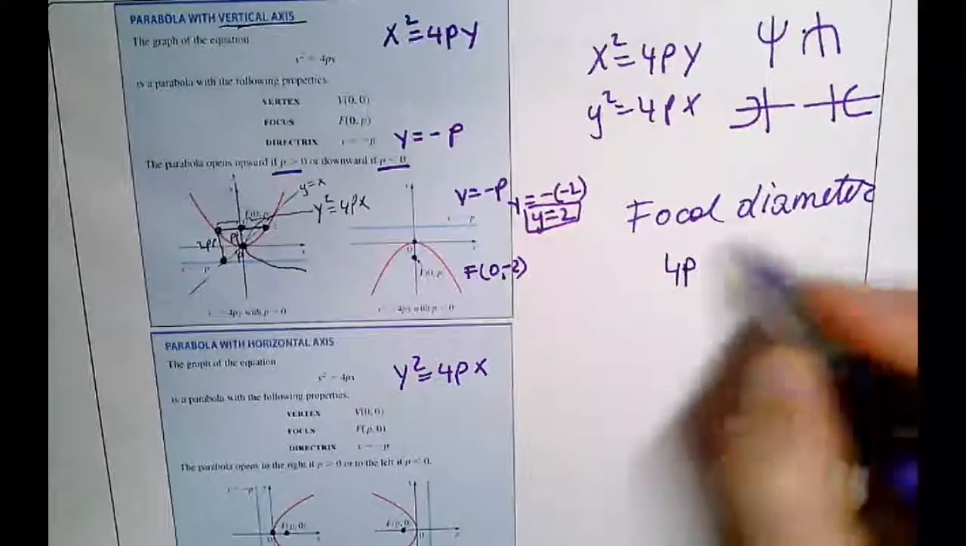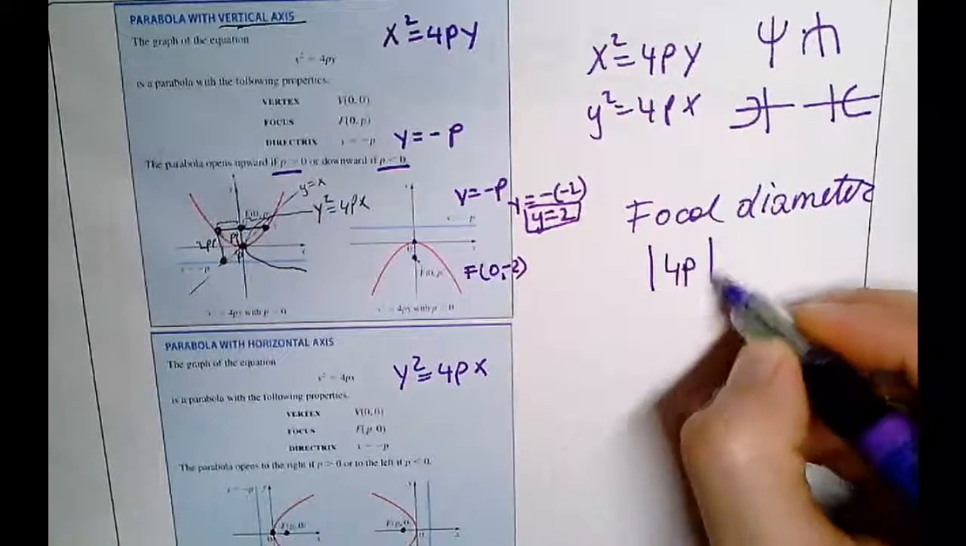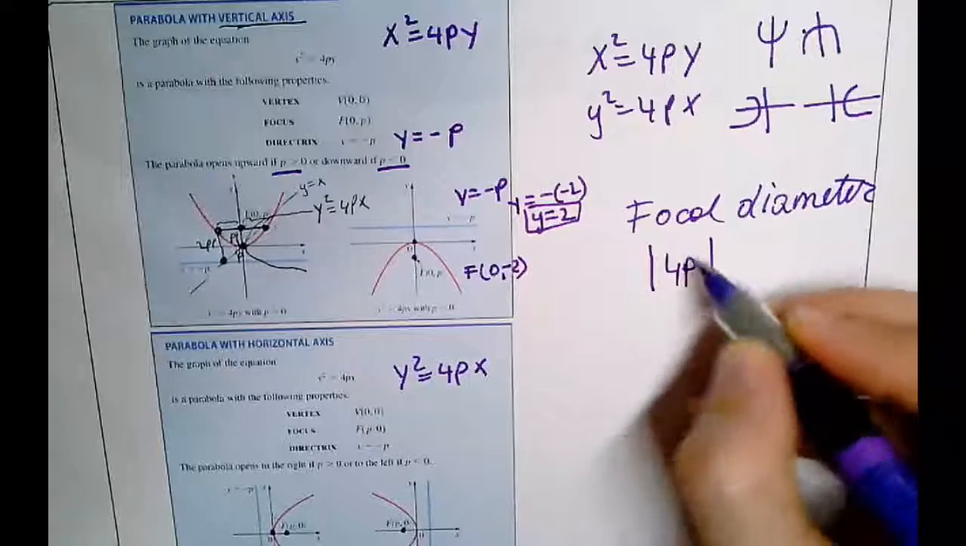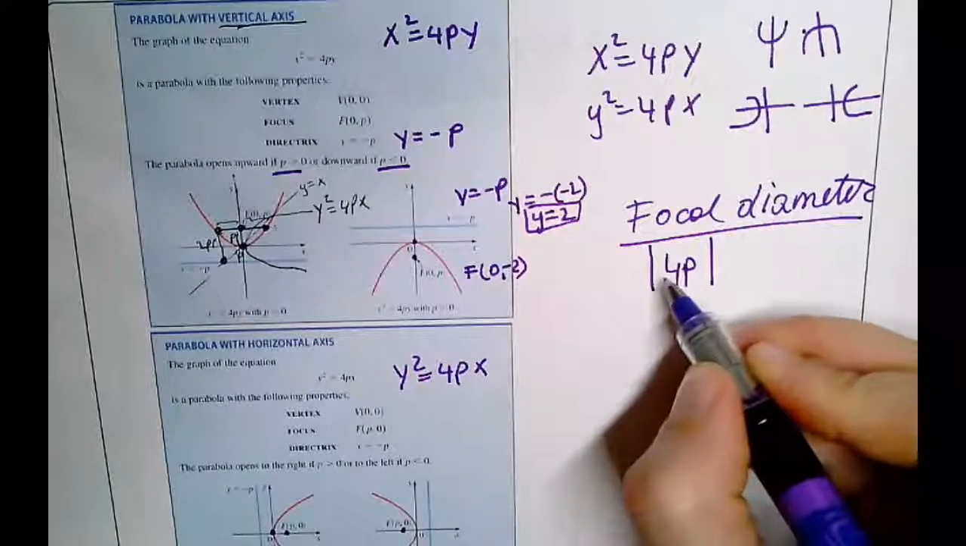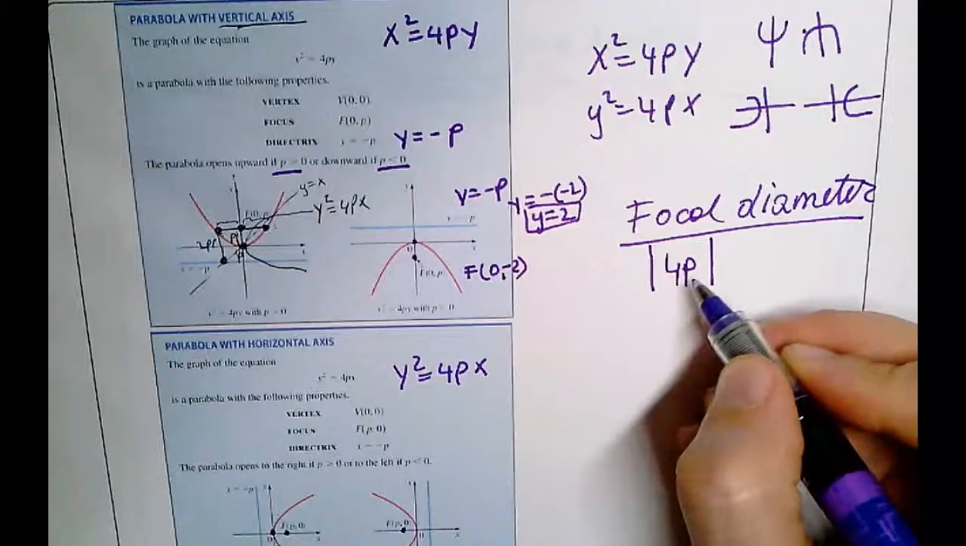And since it's a distance, I have to make sure that it's a positive value. So when p is negative, I still want to say that the focal diameter is a distance and its absolute value is the absolute value of 4 times p.